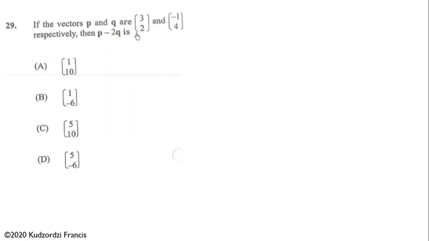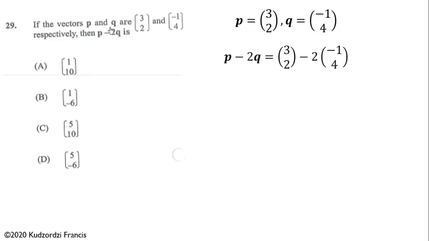Question 29. If the vectors P and Q are this respectively, it means vector P is (3, 2) and vector Q is (negative 1, 4) respectively, then P minus 2Q is, so we substitute the vectors. P is (3, 2) and Q is (negative 1, 4). Wherever you see Q, you put (negative 1, 4). Wherever you see P, you put (3, 2).